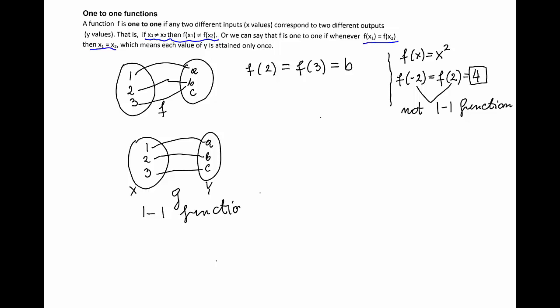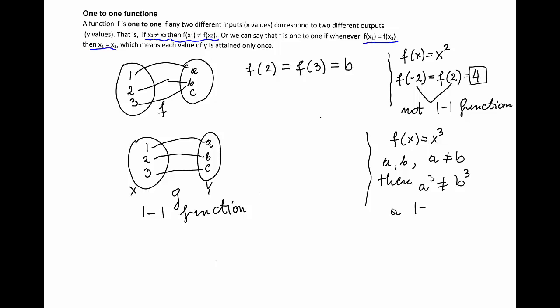An example of such a function is, say, the function f of x equals x cubed. If you take values a and b, and a and b are different, then the value of the function, or a cubed, is going to be different than b cubed. So this is a one-to-one function.